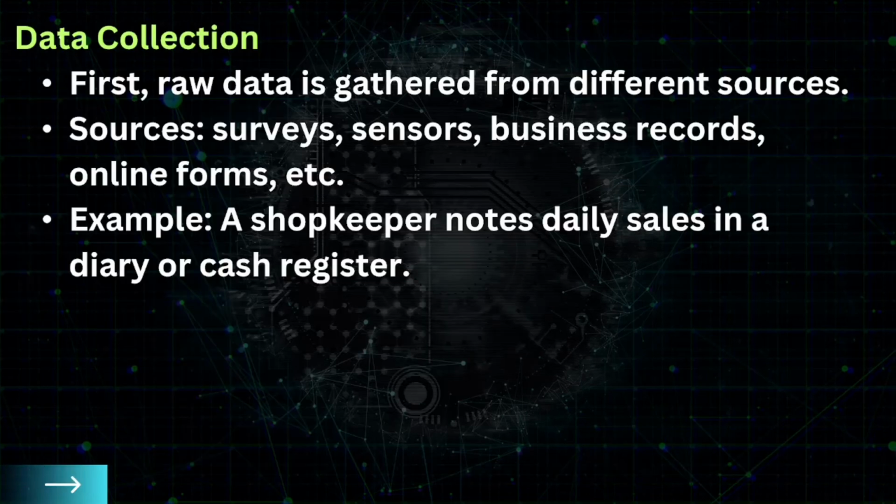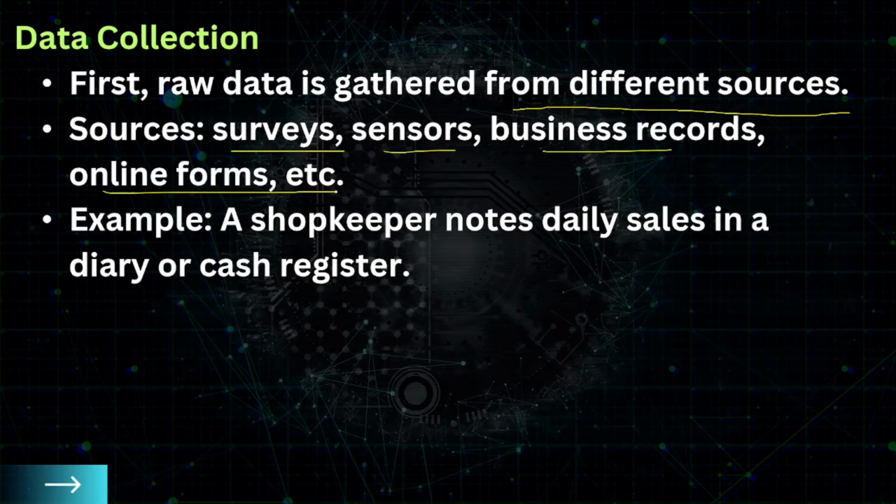What is the meaning of data collection? First, raw data is gathered from different sources. The sources can be surveys, census, business records, online forms, etc. For example, the shopkeeper notes daily sales in a diary or cash register. That is data collection, using a file system like Notepad. But now you can enter it through an Excel sheet.